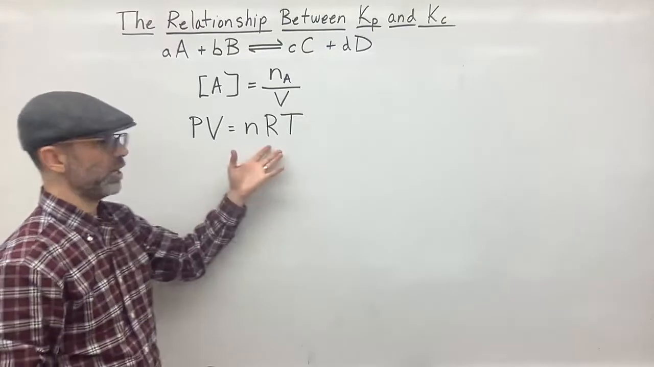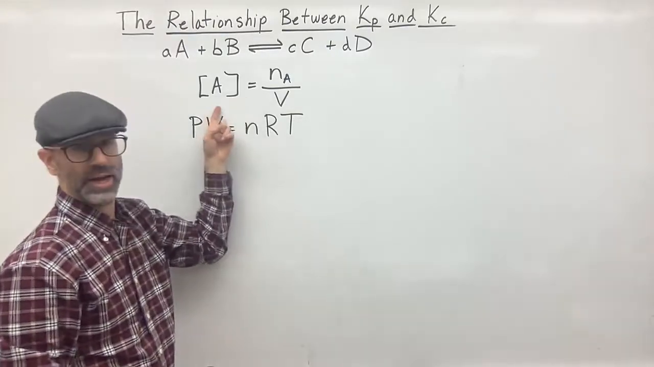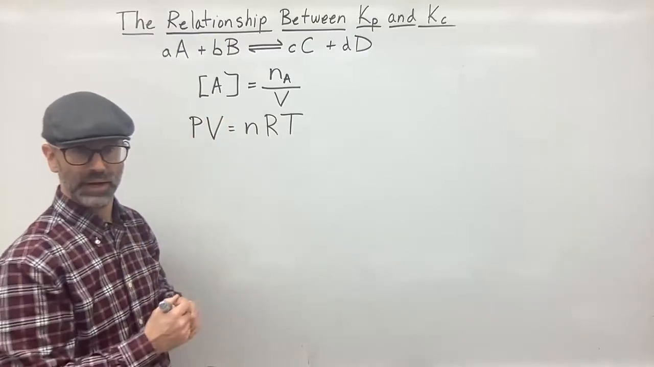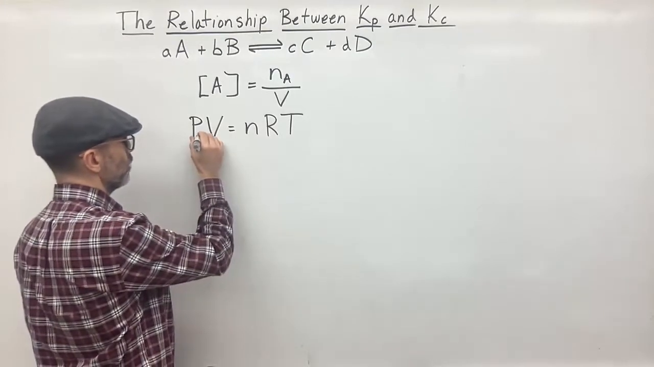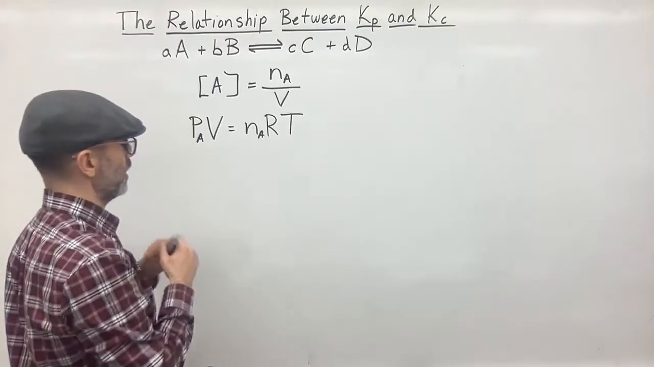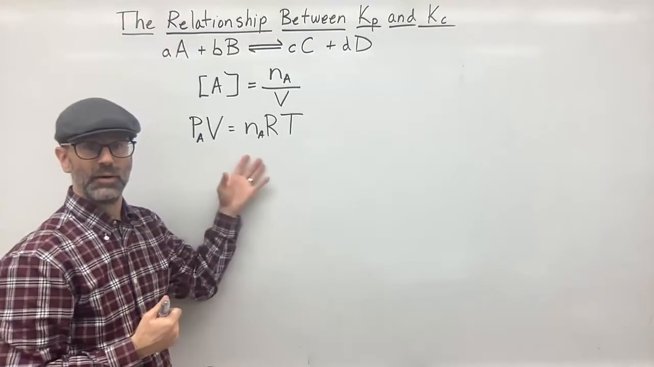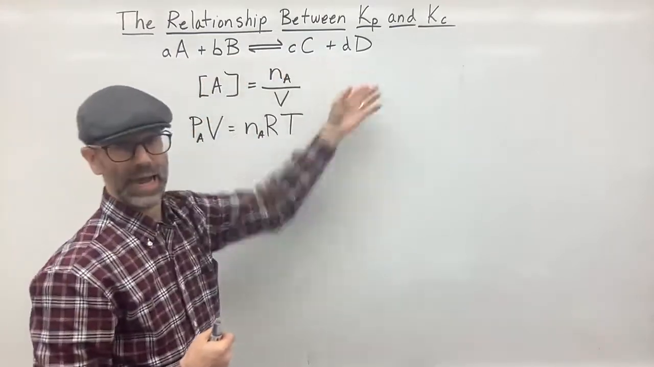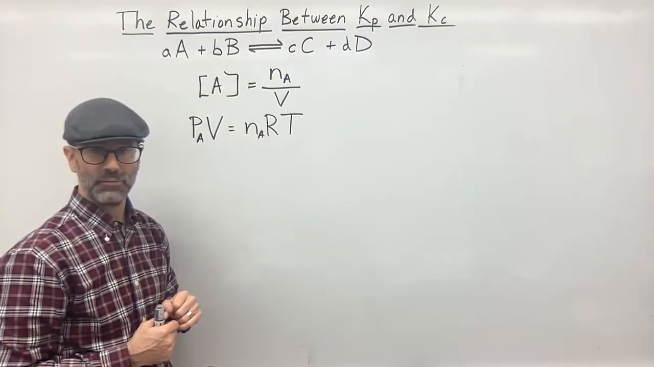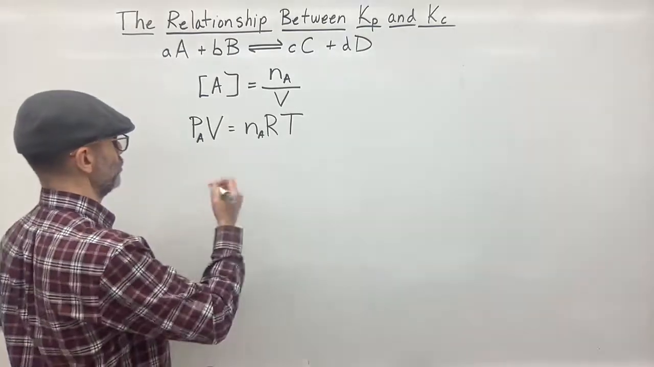Okay, so here we have the ideal gas law, but here we're focused on A, so we want to know the partial pressure of A versus the moles of A. So here we're going to put a subscript A here and a subscript A there. Now we have our ideal gas law in terms of partial pressures and moles of A. And again, we could do the same thing for B, C, and D. What we're doing for A right now is exactly the same for the others, B, C, and D.